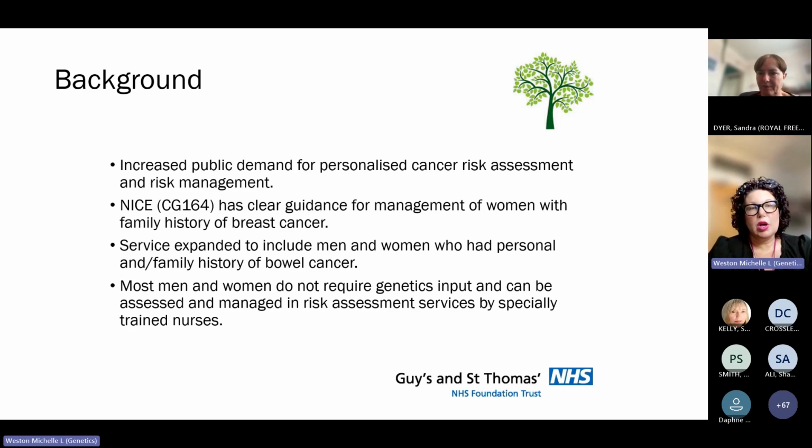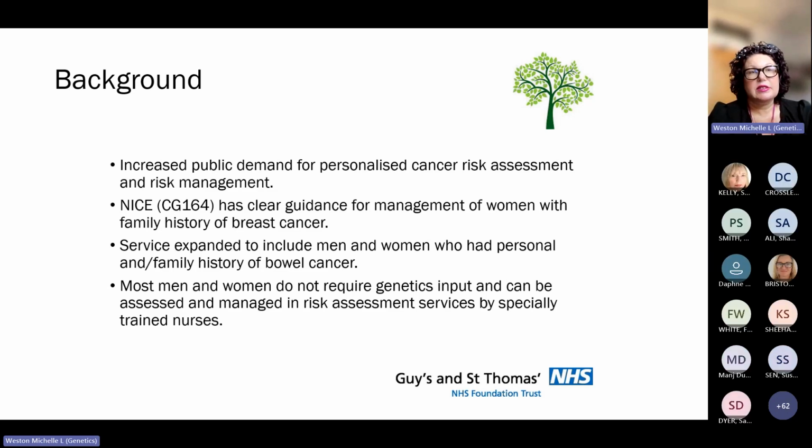And so we have nice guidelines that we follow that give us clear management of how we should look after men and women with a familial history of breast and ovarian cancer. And more latterly, we then expanded our service, and now that includes men and women who have a personal and or family history of bowel cancer. And we know that most individuals don't actually require a genetics input, and they can be managed in our service by specially trained nurses.